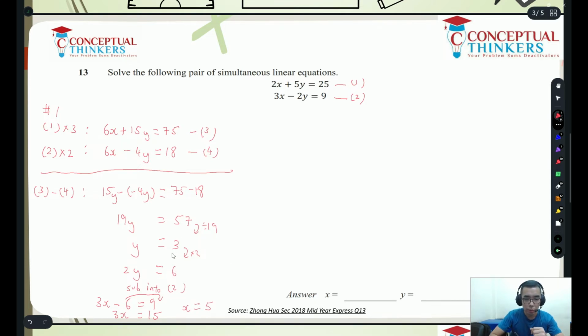So this will be the answer. I'm going to use a color to show it. I have y equal to 3 and also x equal to 5.